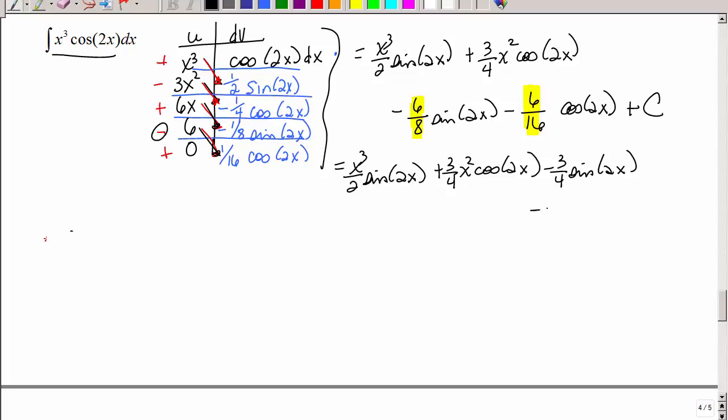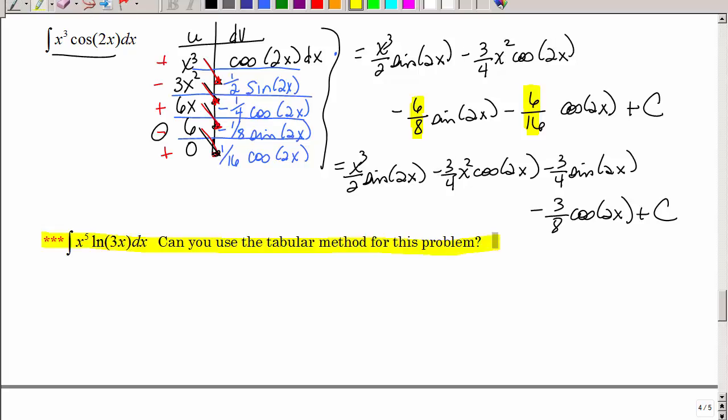And I still really can't fit it on one line. So the tabular method is really a time saver. But can you use the tabular method for this problem? We've got x to the 5th. I can keep taking the derivative and get down to 0.